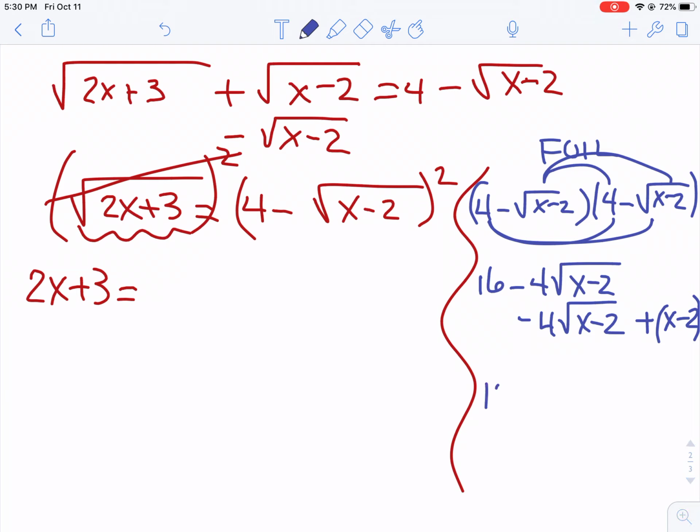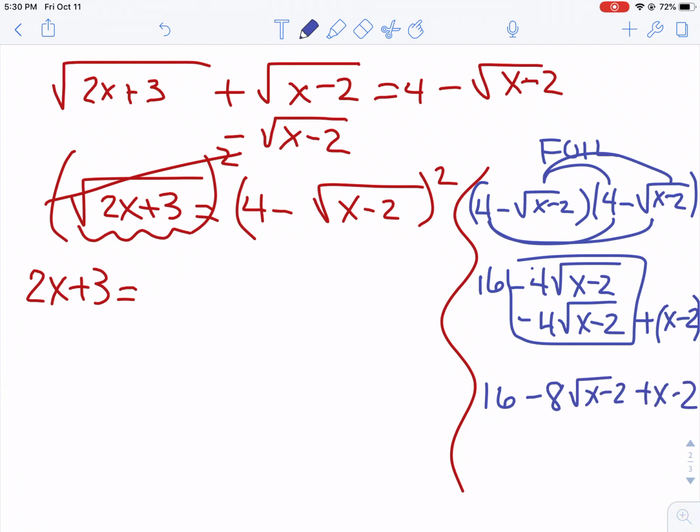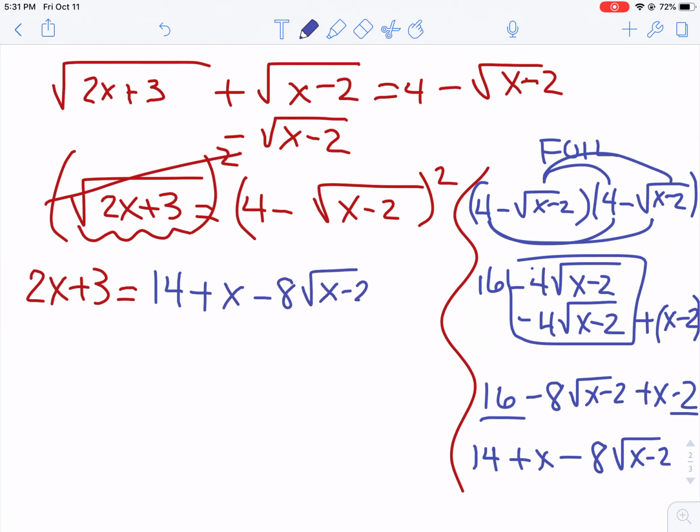So over here I get 16. Since there's 2 of these minus 4 things, that gives us minus 8 square root of x minus 2 plus x minus 2. So I'm going to combine the 16 and the minus 2, so that's 14 plus x minus 8 square roots of x minus 2. So that goes on this side, 14 plus x minus 8 square roots of x minus 2. Okay, so we can't solve this because we have a radical.